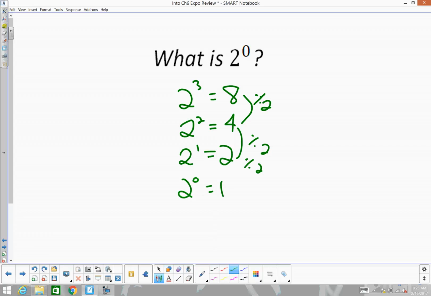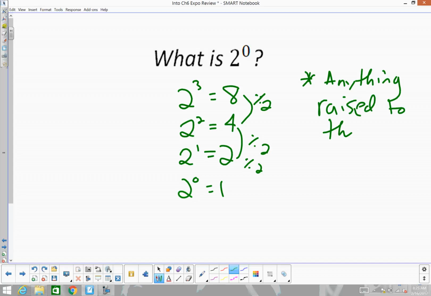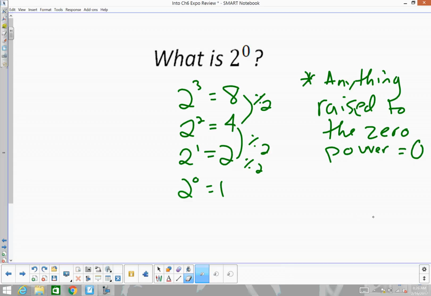And that is true for anything raised to the 0 power. So you could write this down and just say anything raised to the 0 power equals 1. Okay, awesome.